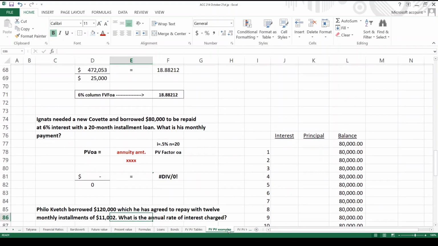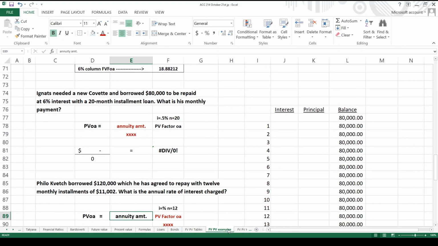Here's another one of our Corvette deals, right? Did one of these last week. So Ignatz needed a new Corvette. He borrowed $80,000 to be repaid at 6% with a 20-month loan. Okay, it's an installment loan. What is his monthly payment?